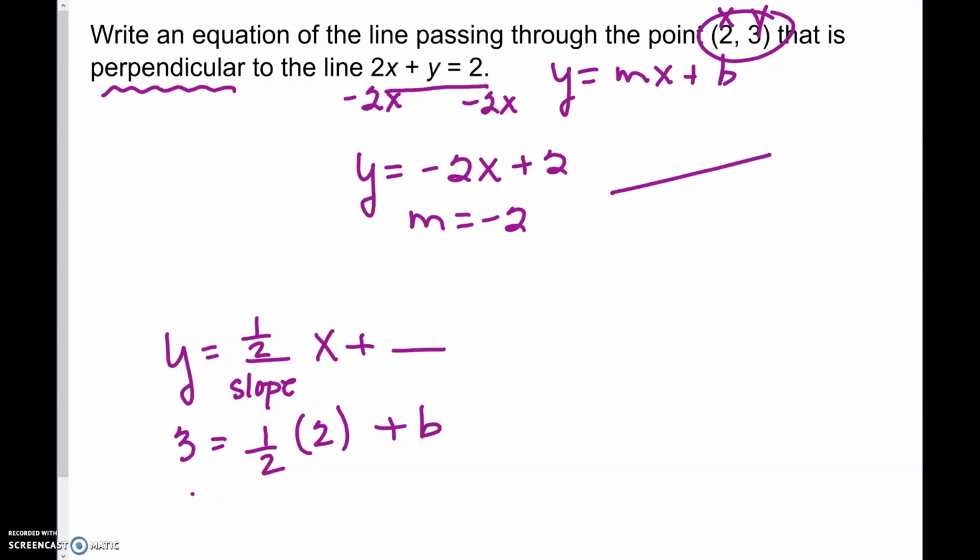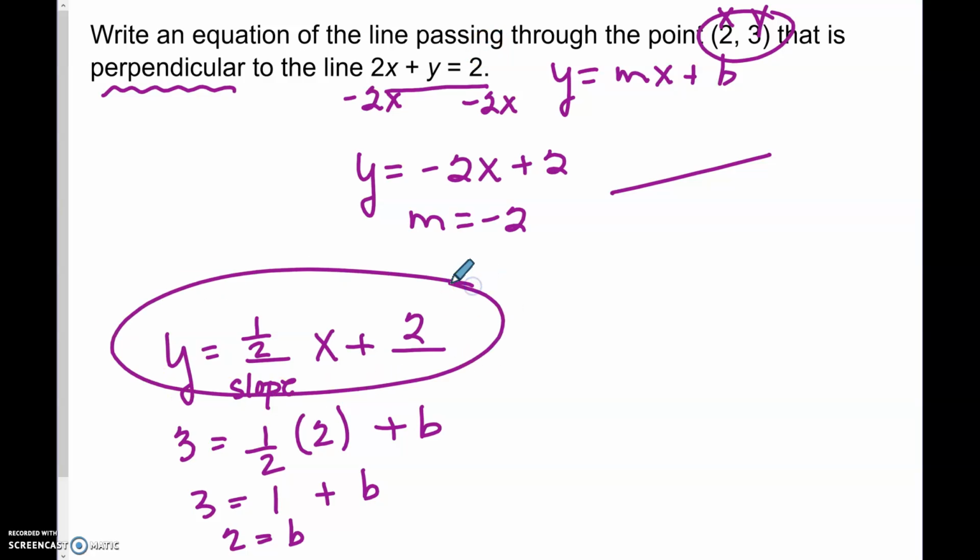So it looks like I get 3 equals 1 plus b. So now when I subtract 1 from both sides, I get my y-intercept to be at 2. So the equation of the line passing through the point 2, 3 and perpendicular to this line is going to be y equals 1/2 x plus 2.